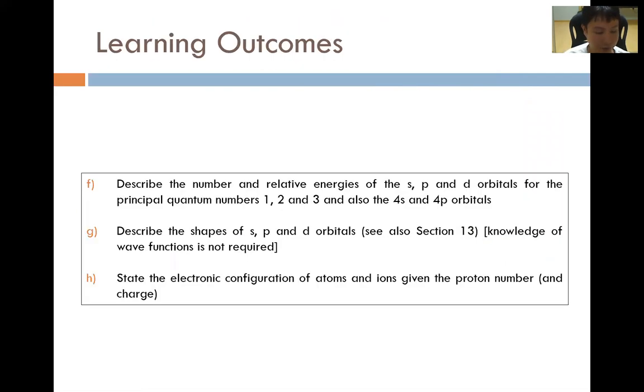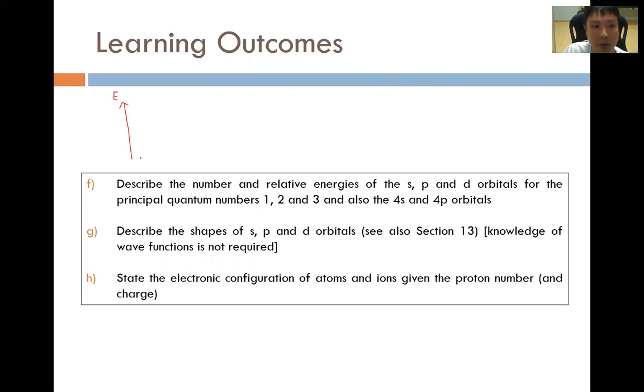Okay, so that sums up learning outcomes F, G, and H. Let me just go through the learning outcomes to make sure that we properly understand what we need to know from this part of the topic. Describe the number and relative energies of the s, p, and d orbitals for the principal quantum numbers 1, 2, and 3, and also for the 4s and 4p orbitals. So this part of the learning outcome is basically to be able to do this, right?